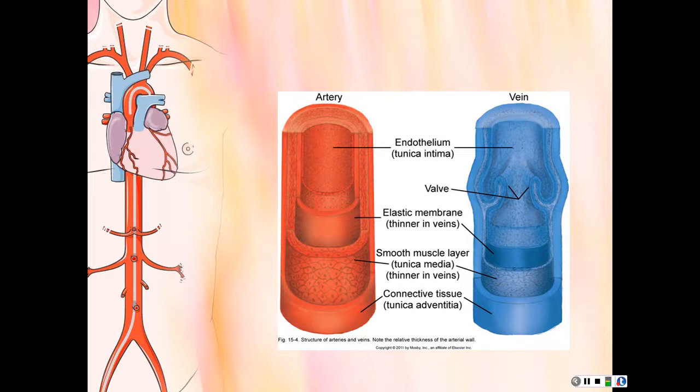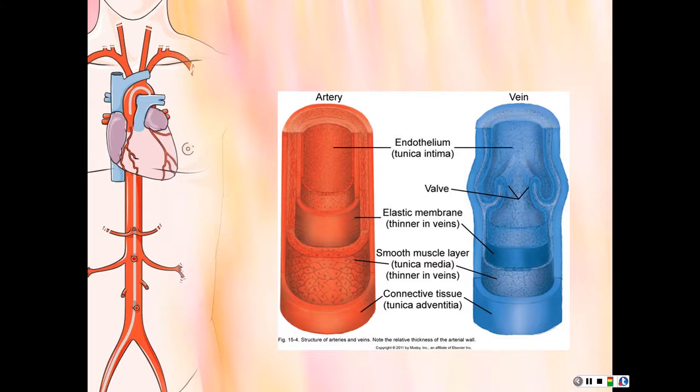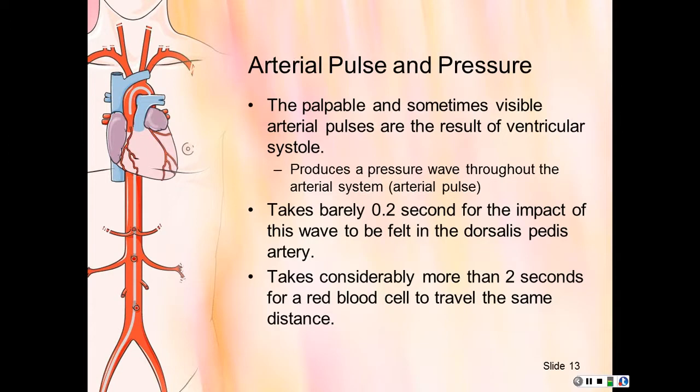Realize that the artery is much thicker. It's got a thicker endothelium than a vein does, and it is able to handle more pressure. And you notice that the artery doesn't have the valves as the vein does, and that's just to prevent backup in the vein. Make sure all the venous blood gets up to the heart, and from the heart goes to the lungs for oxygenation. Arterial pulse and pressure are sometimes visible.